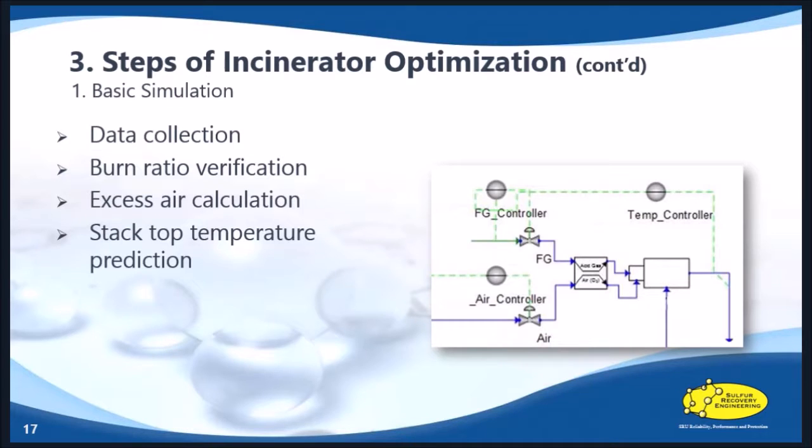Using all available data, a simulation case is built to verify burn ratio, excess air, and stack top temperature. In addition, several iterations are made on this simulation to assess how much improvement could be made on this unit. As I said, this is a basic simulation. It does not incorporate detailed modeling. Several field testing data are required to make a detailed model, and we'll discuss in the next slides how we can do field testing and collect the data.